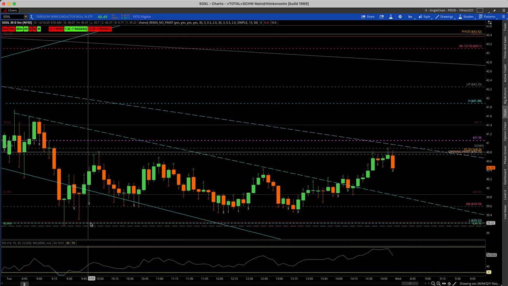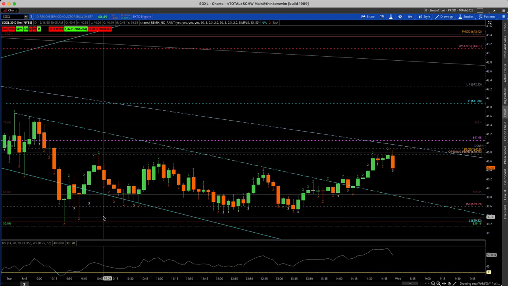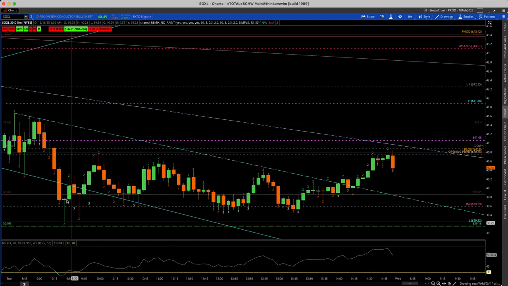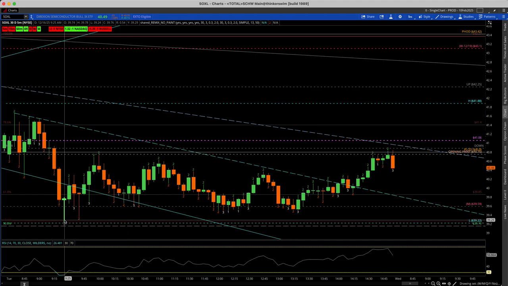We talked about this area in our previous video. Go ahead and check out last night's video if you're not familiar with this level. And so that's why we unloaded, I think it was 80% of the position. It was a majority of the position.